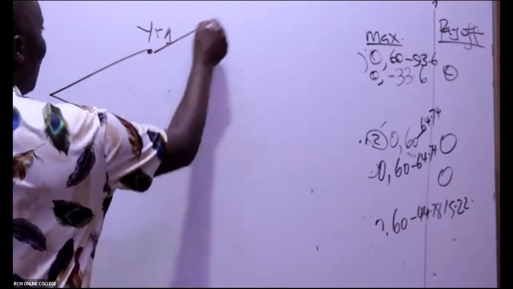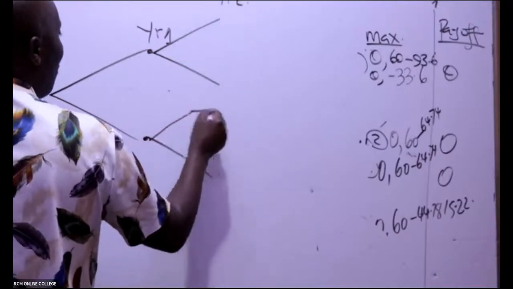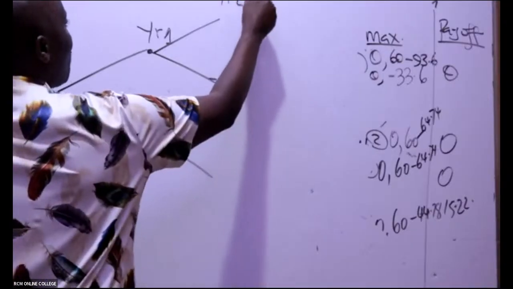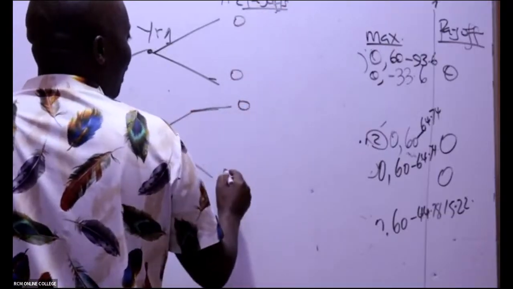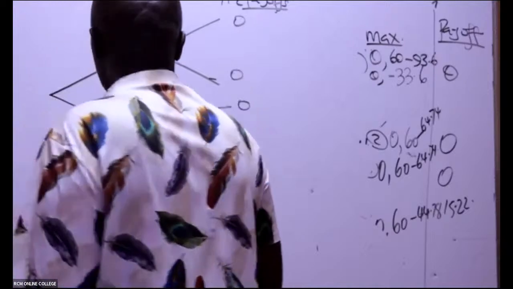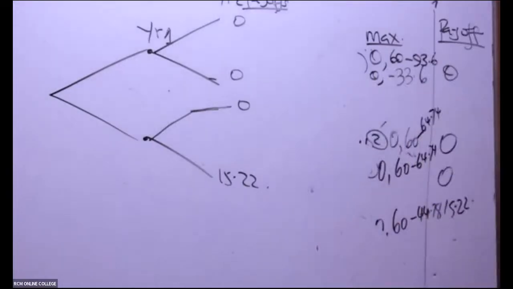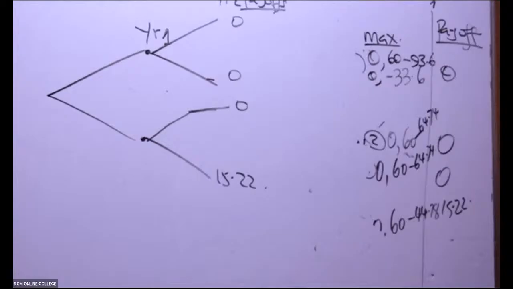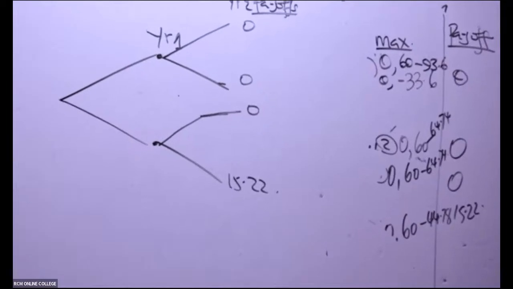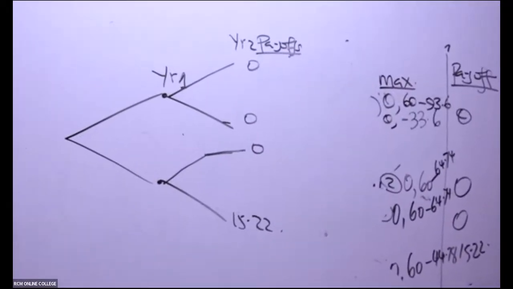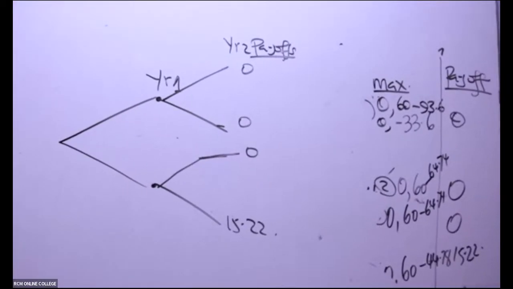Then from year 1, we have year 2. Only payoffs. So payoffs 0, 0, 0, and then we have 15.22. I need still to expand this a little bit. Yeah, that's much better. Payoffs only. Don't bring any other thing there.